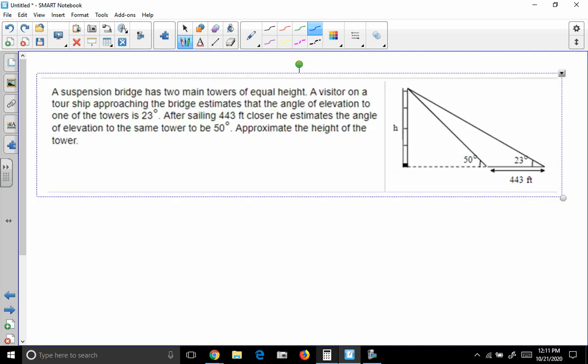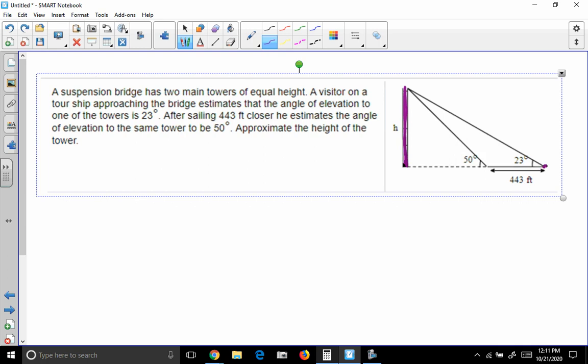Now the last problem that I'm going to go through right here is the trickiest problem because we're not given everything that we need directly. So we end up actually having to solve a system of equations. So we have a suspension bridge, and it has two towers, and here's our tower. Here are the towers for the bridge, and the towers have the same height.